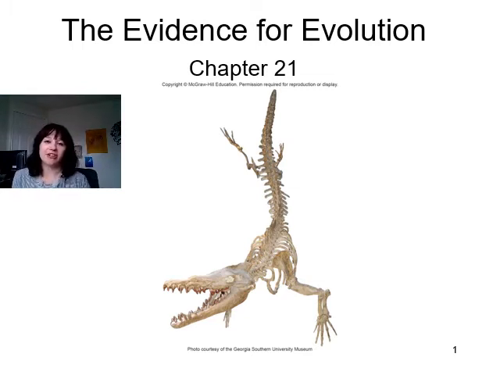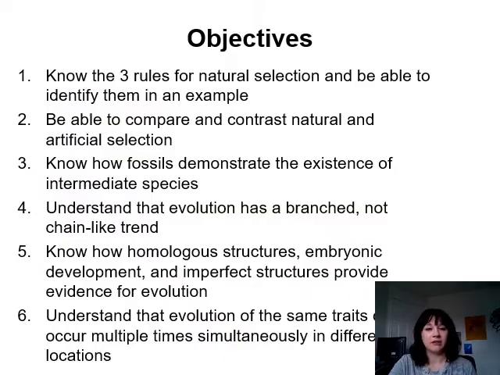So today's lecture is covering chapter 21 on evidence of evolution, and this week's mini exam is going to include chapter 21 and chapter 20. We'll go over chapter 20 on Thursday. So there are quite a few objectives for this chapter, but they're really not that difficult to comprehend.